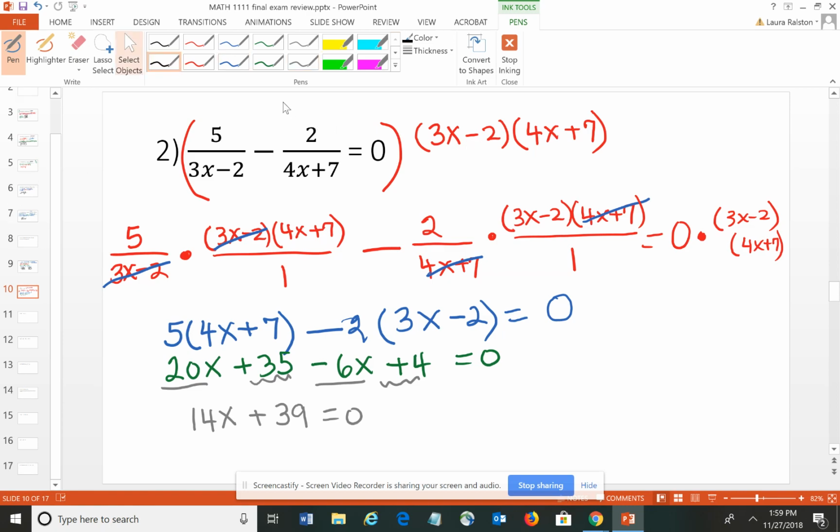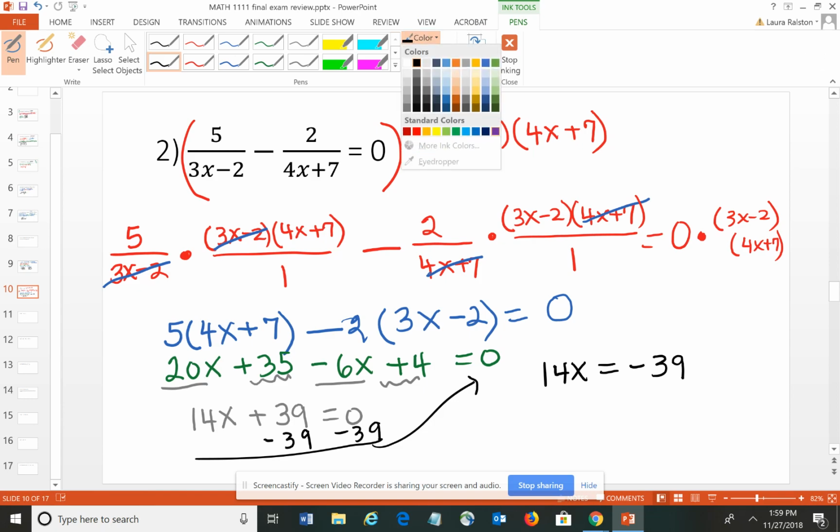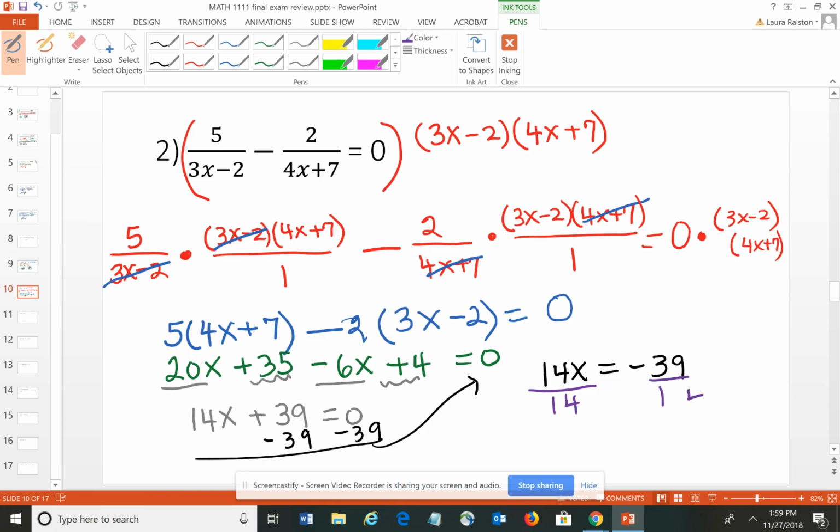I'm then going to solve for x, good old basic algebra. Subtract 39 from either side. So I have 14x equals negative 39. I'm then going to divide both sides by 14, so that x equals negative 39 over 14.